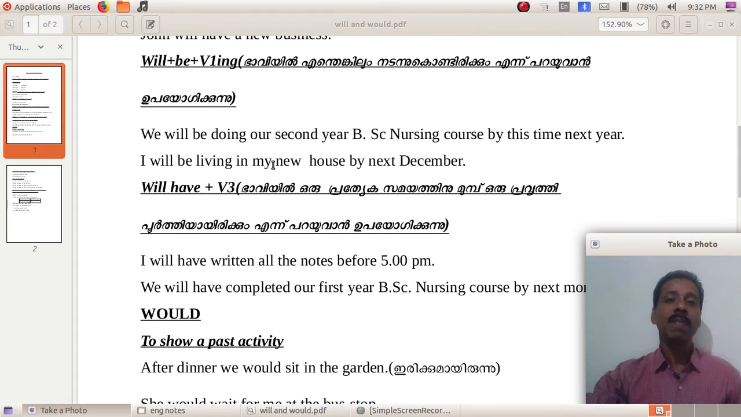I will be living in my new house by next December. Now maybe I am living in a rented house and the construction work is going on, and I hope that it will be completed by next December. So I believe that by next December I will be living in my new house.